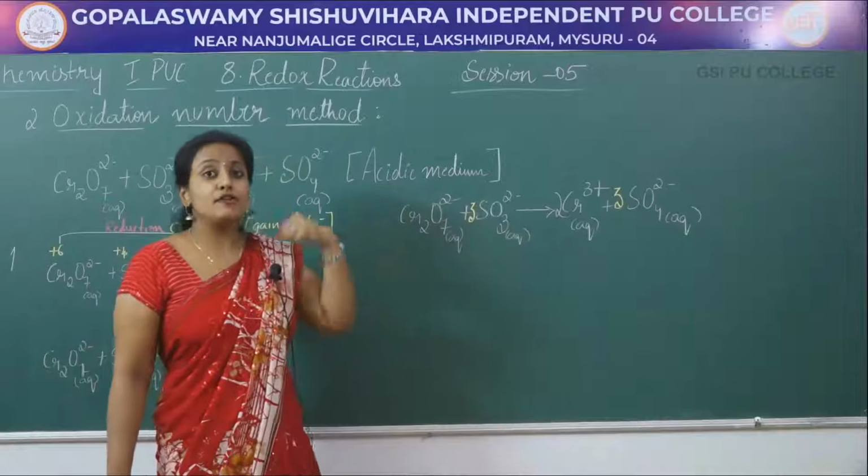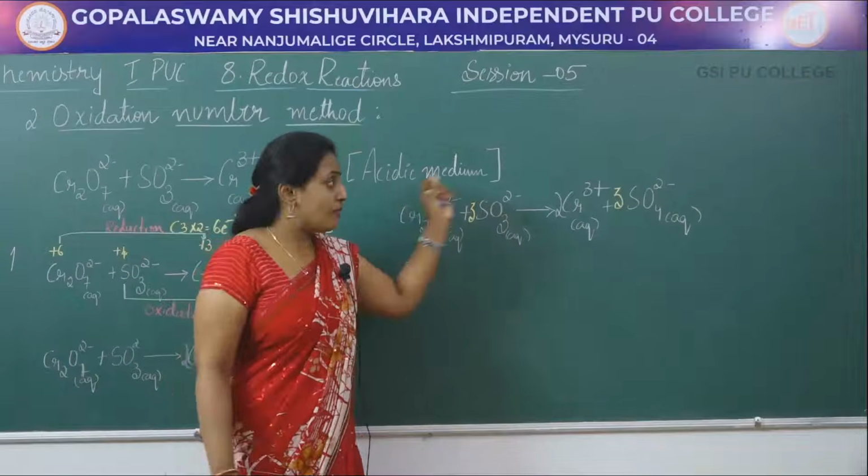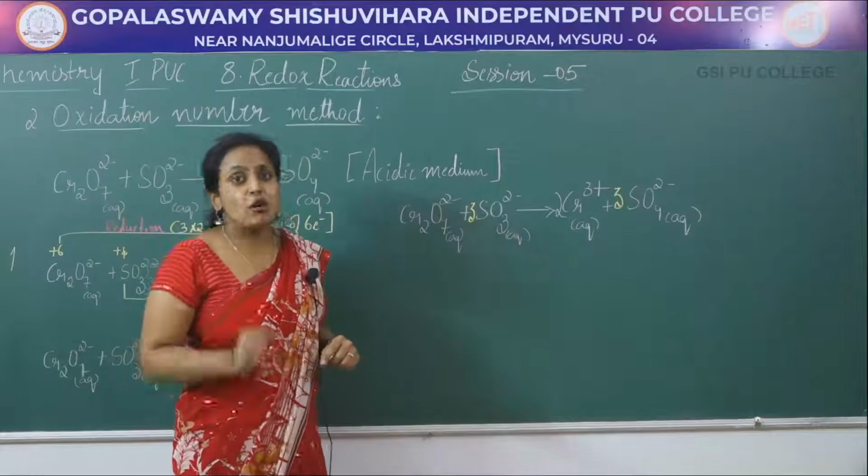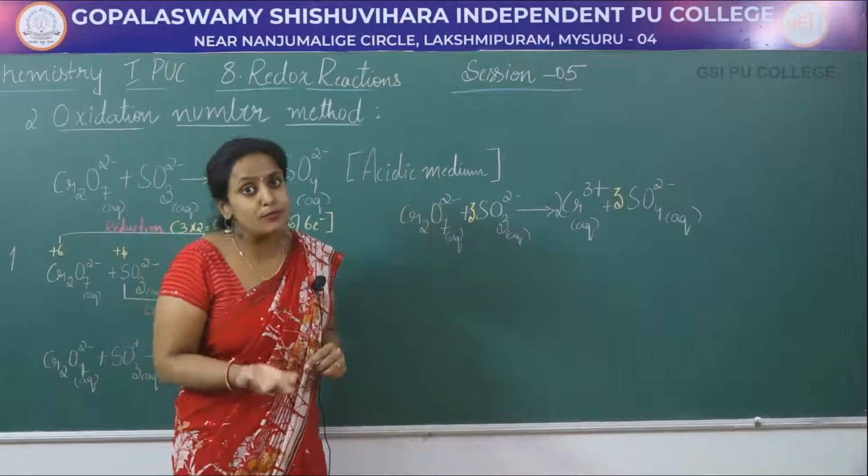We need another 4 oxygen atoms in order to balance the oxygen atoms. Therefore, in order to balance the oxygen atoms, add water molecules.